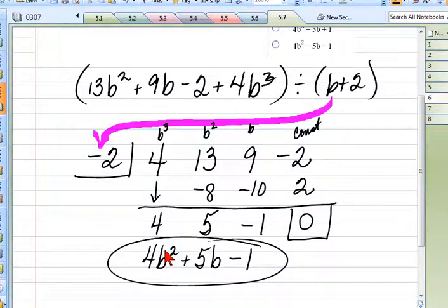Seven and 8 are more of the same. Okay, we did a ton today.